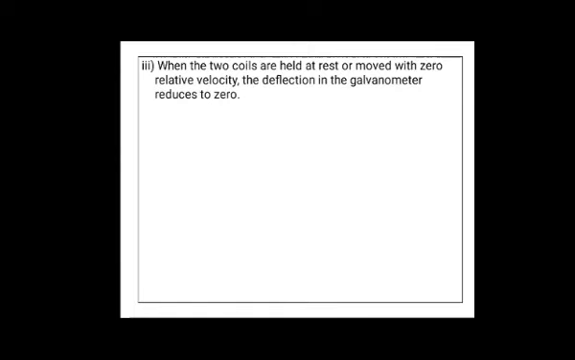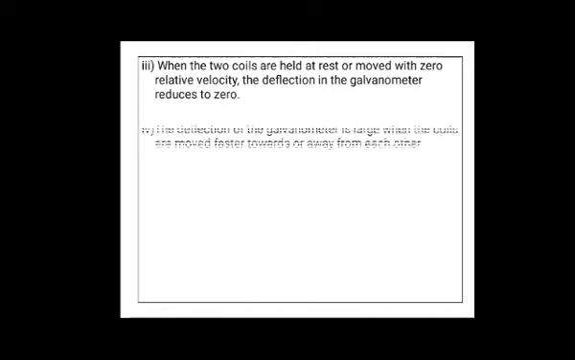When two coils are held at rest or moved with zero relative velocity, the deflection in the galvanometer reduces to zero. Reduces to zero means what? Current is not being induced. The deflection of the galvanometer is large when the coils are moved faster towards or away from each other.